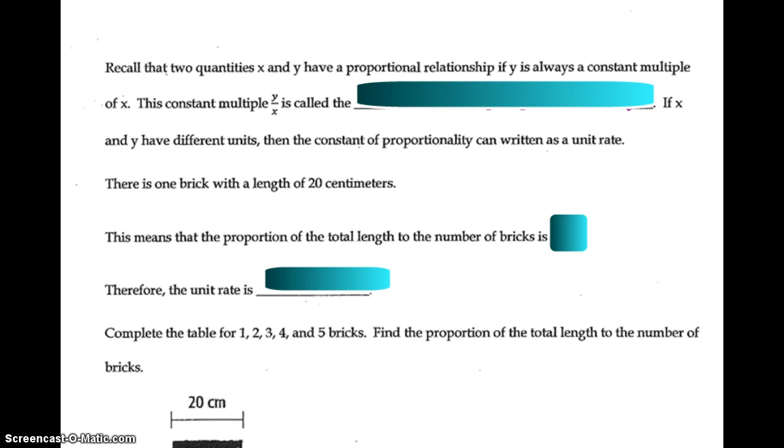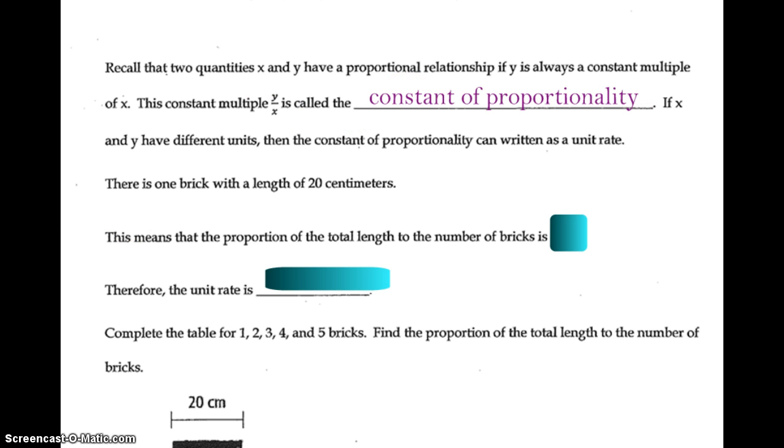Make sure you turned your notes to the next page. Recall that two quantities x and y have a proportional relationship if y is always a constant multiple of x. The constant multiple, when we take y divided by x, which is that number that's the same every time, is called the constant of proportionality. If x and y have different units, then the constant of proportionality can be written as a unit rate.